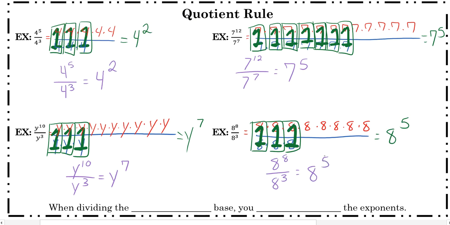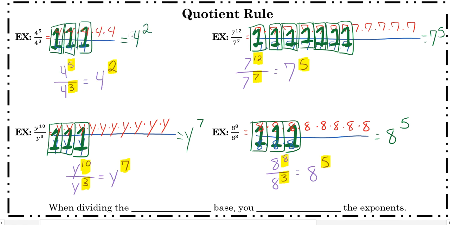Now again, if you haven't already noticed, there definitely is a pattern that's happening. So how am I going to go from an exponent of 5 to the exponent of 3 to then the exponent of 2? What relationship do those values have? Or 12, 7, and 5, 10, 3, and 7, 8, 3, and 5.